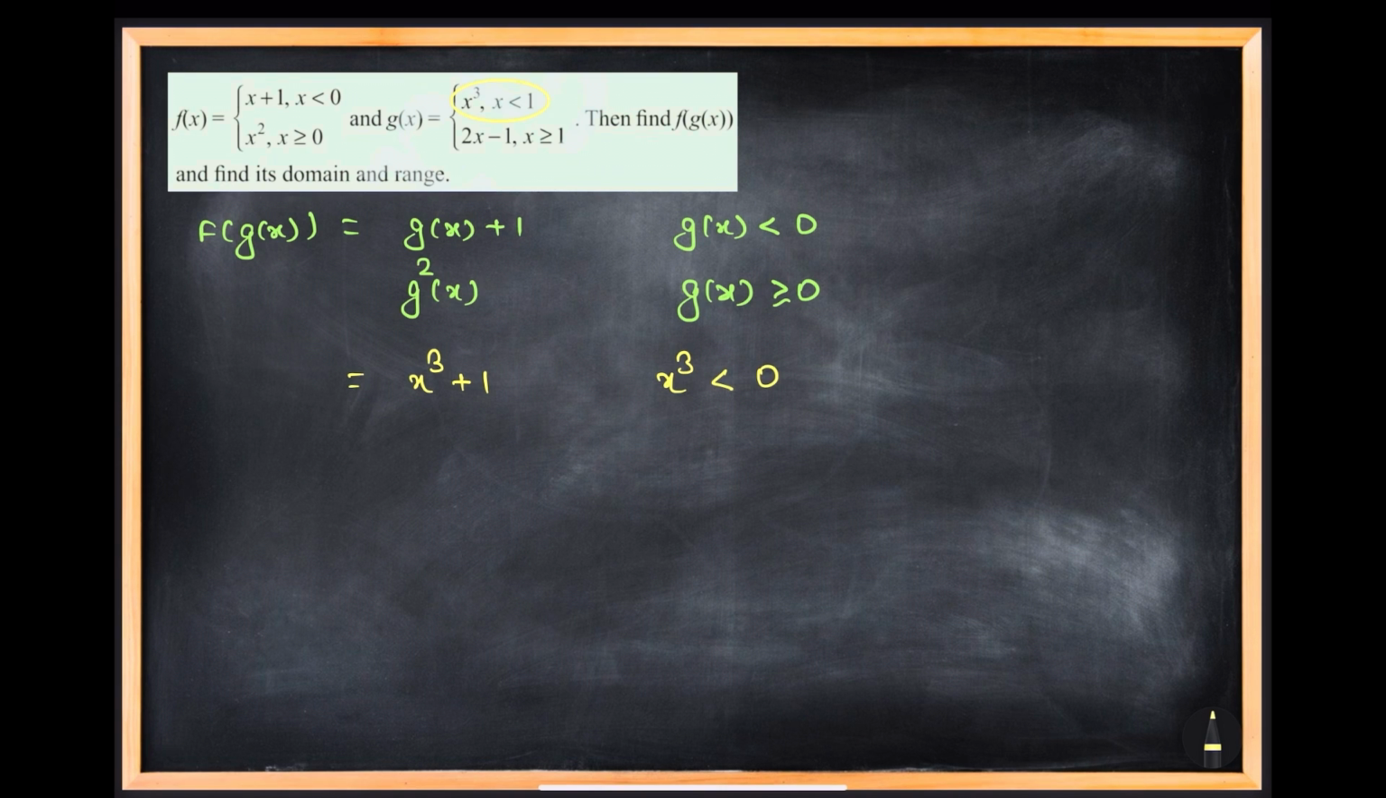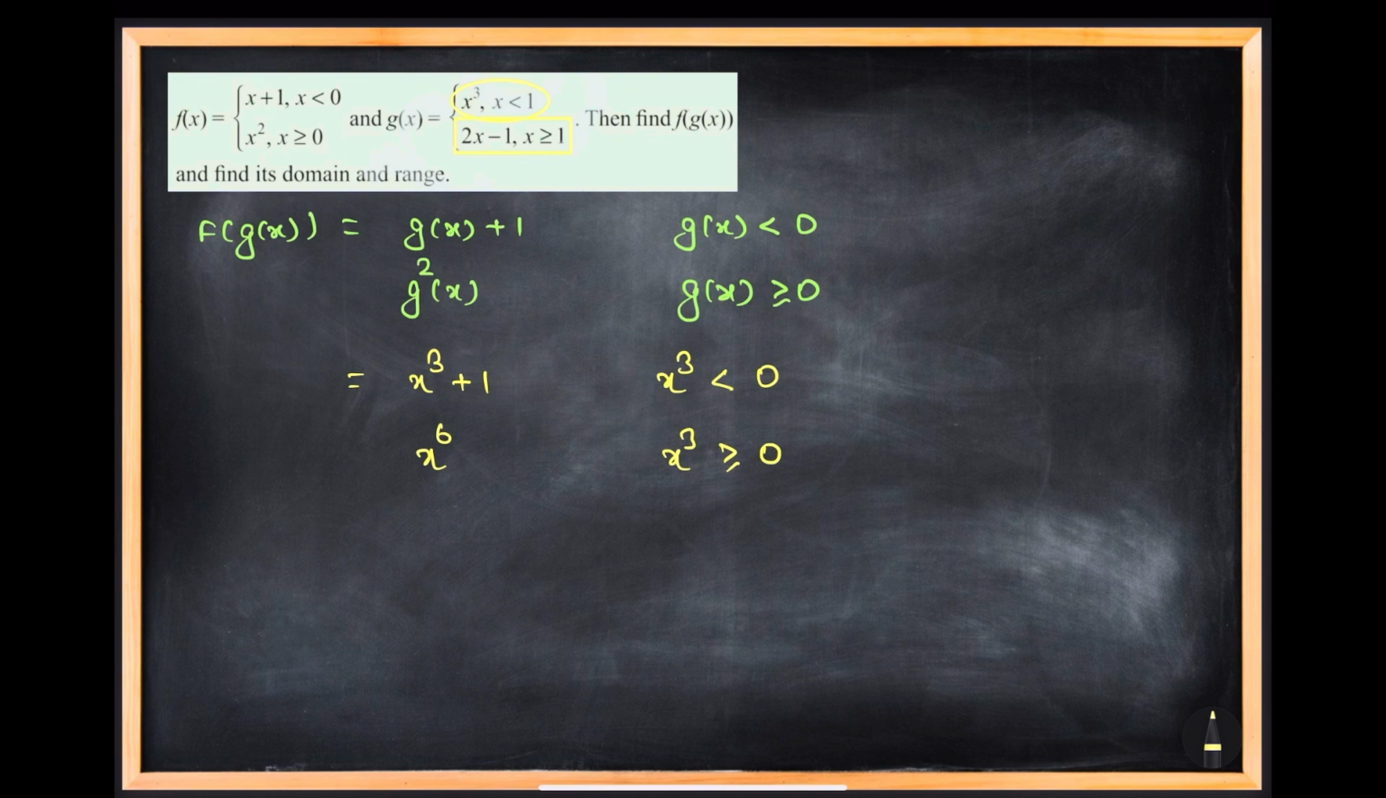Now the second component, so we have 2 times x cube minus 1. Okay, wait, it's not correct. g of x whole square, so it is x power 6, meaning x power 2 power 3. So x cube will be greater than or equal to 0. You may ask, sir, how can you write this? Why are you ignoring this component?